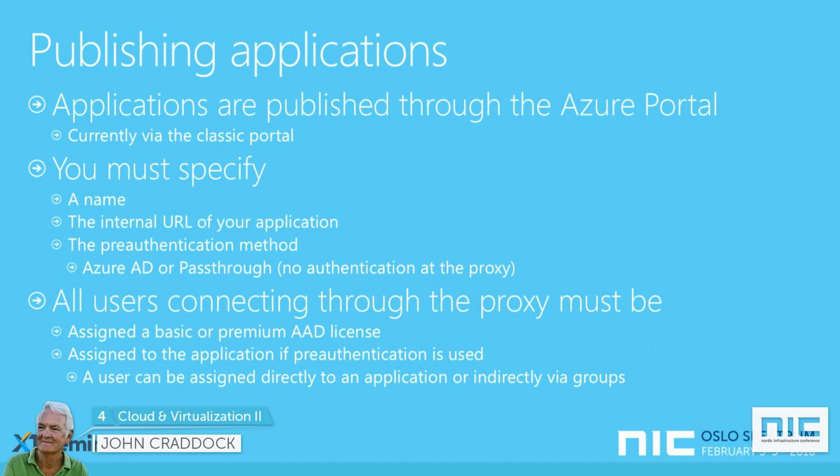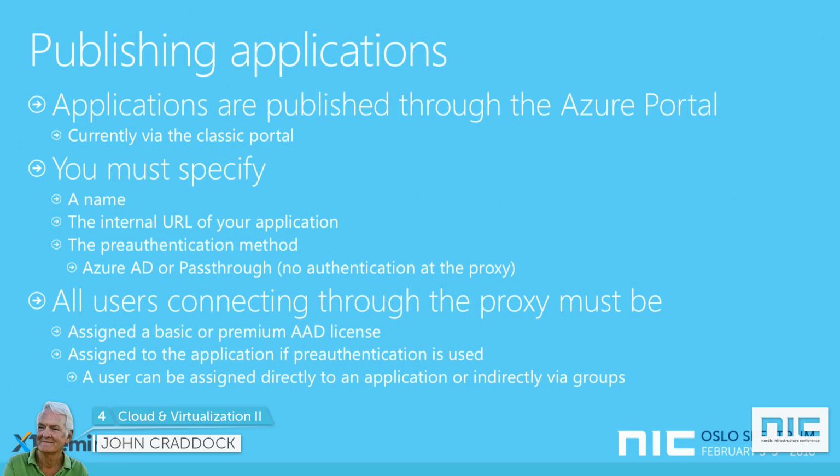All users connecting through the proxy must be assigned a basic or a premium license. So even if you're not using pre-authentication, you still, in theory, need a basic or premium license. In fact, there's no license checking if you're not doing pre-auth, so you will be able to get through. If you publish without pre-authentication, users will be able to get through and use it. But officially, you're breaking the Microsoft license agreement. So how many of you have ever broken the Microsoft license agreement? No one. Amazing.